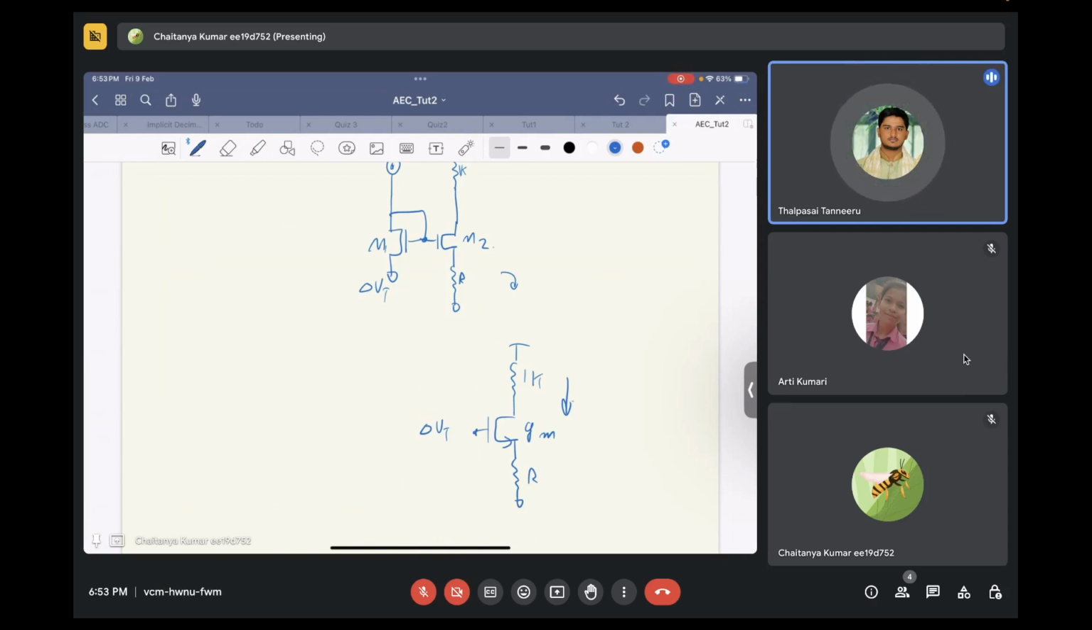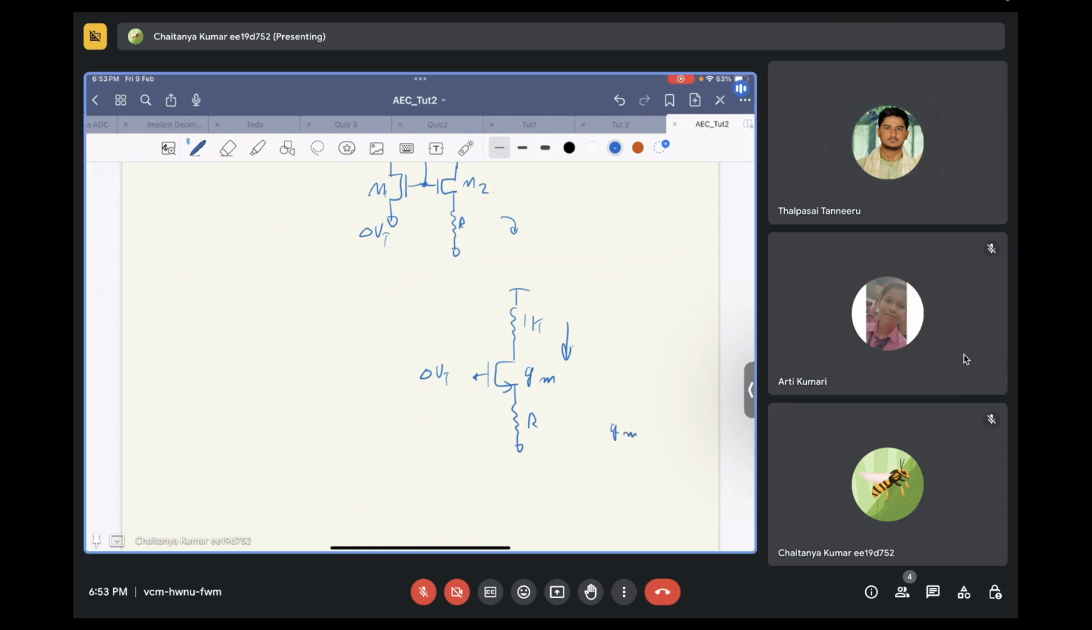Sir, it should be GM into GM into one. Sir, 1 kilo ohm plus no. I'm talking only about the current change. I am not talking about the voltage change.